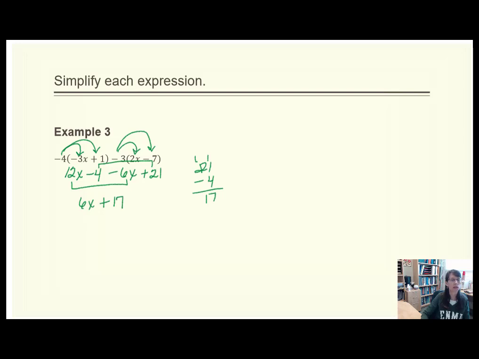You might be able to understand how to combine negative 4 and positive 21 better if you think about these numbers as money. You have $21. You're spending $4. So you will have $17 remaining. So it should be a positive 17. Our final answer is 6x plus 17.